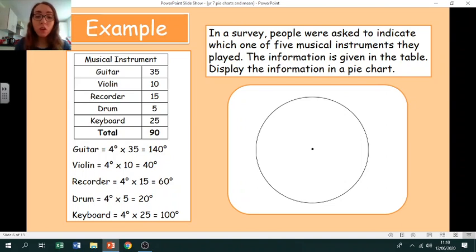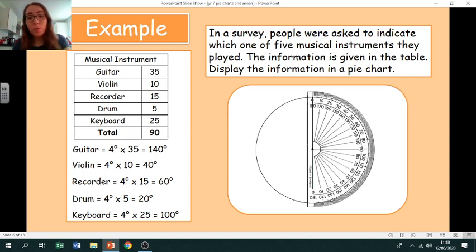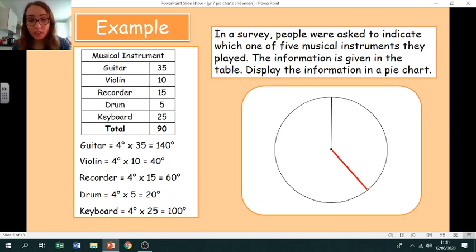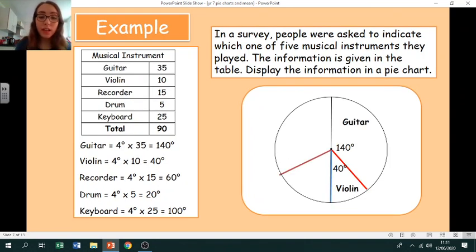Okay, once you've then got those angles, you would use a protractor to then construct your pie chart. So mark a line on to start with, put your protractor on it, make sure it's on 0 if you do have a go at using a protractor, measure round to your first angle, mark it on, start from that line, and keep going until you get all the way round your circle.